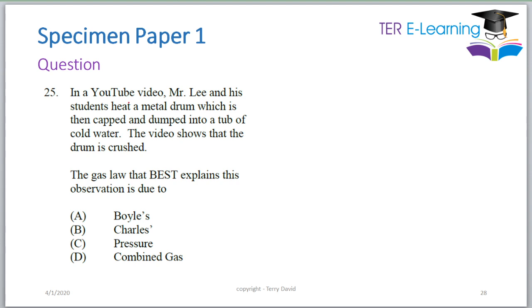Alright, so in a YouTube video, Mr. Lee and his students heat a metal drum and it's then capped and dumped into a tub of cold water. The video shows that the drum is crushed. The gas law that best explains this is due to, alright, so first thing you all need to understand what they're talking about. So you have a container, this is a metal drum, and the metal drum is heated, then it's covered, and then they dump it in water, right? And they say that it is crushed, right?